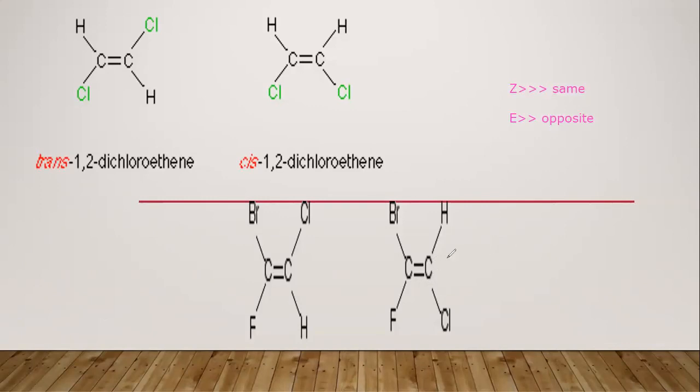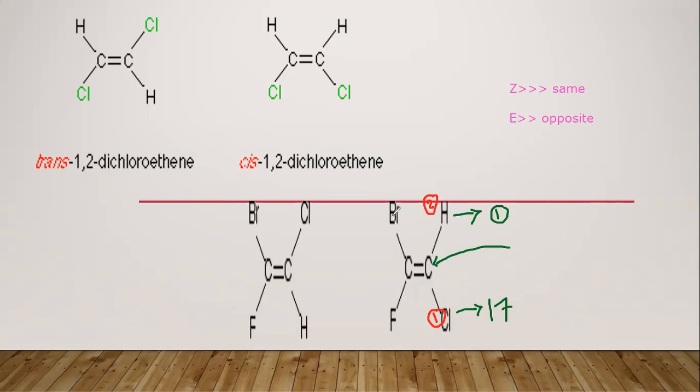Look at the first carbon. The first carbon is attached to hydrogen and chlorine. What is the atomic number of each one? The atomic number of chlorine is 17. The atomic number of hydrogen is 1. Which one is higher? 17 or 1? Of course, 17. So chlorine has a higher priority. This is priority number 1 because it has the higher atomic number. Hydrogen, priority number 2.